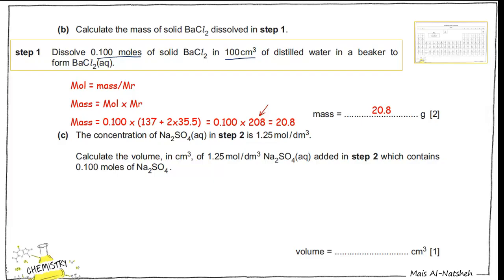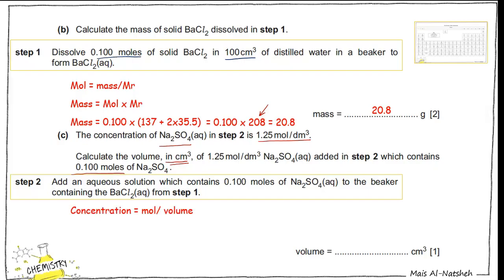Next. The concentration of sodium sulfate in step 2 is 1.25 mol per dm³. Calculate the volume in cm³ of 1.25 mol per dm³ sodium sulfate added in step 2, which contains 0.1 moles of sodium sulfate. Now, what should we do? We have to use the rule which states concentration equals moles over volume. The number of moles is given. Volume, we have to calculate, and concentration is given.